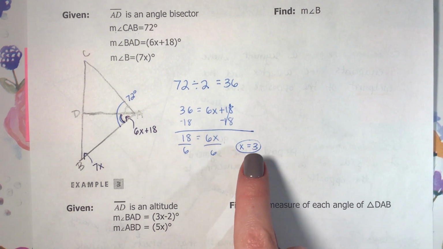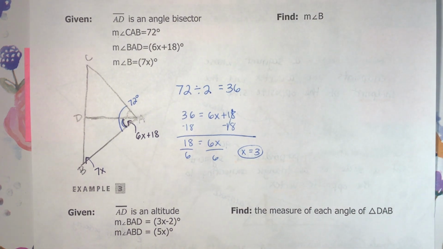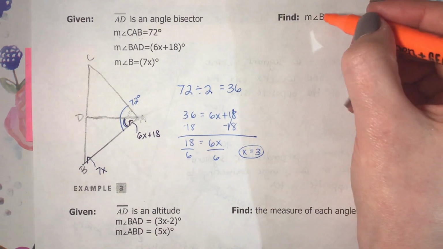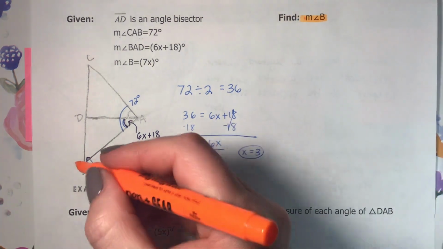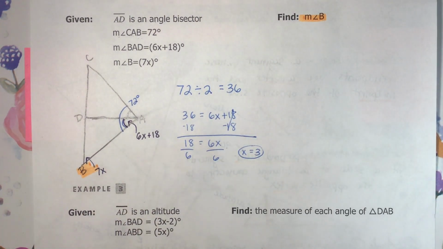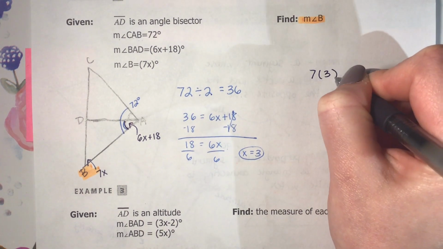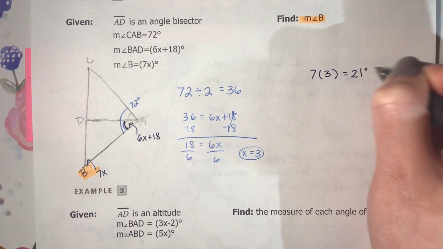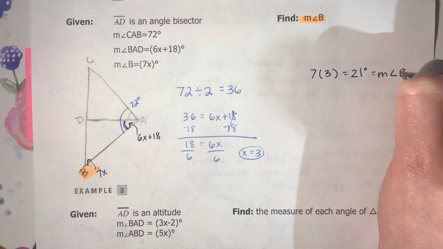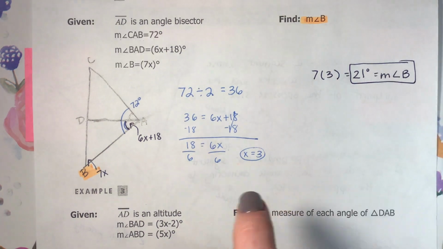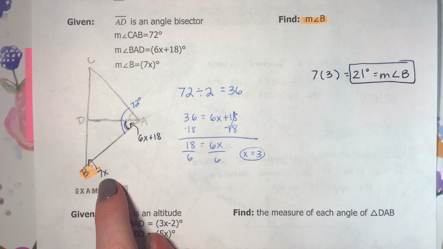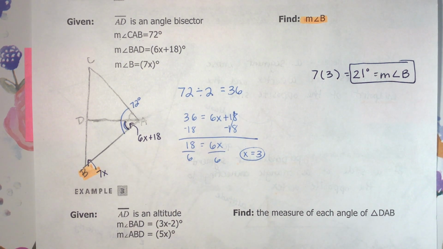Awesome. I am 2/3 of the way there. I have x is equal to 3, but remember, I don't want to solve for x. I want to solve for the measure of angle B. This is what I'm trying to find. Well, the measure of angle B is equal to 7x. So what I can do is take 7 times 3, which is going to equal 21 degrees, which is equal to the measure of angle B. I just took my x equals 3, and I substituted it in for x, and then I multiplied them together because it was just 7 times x.